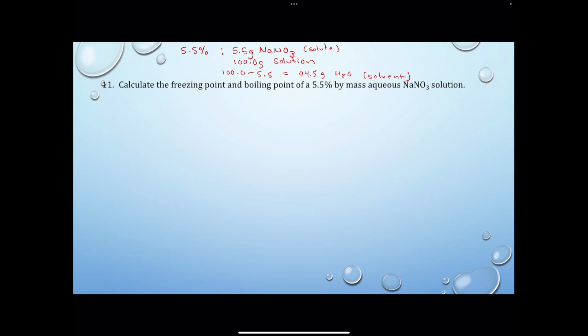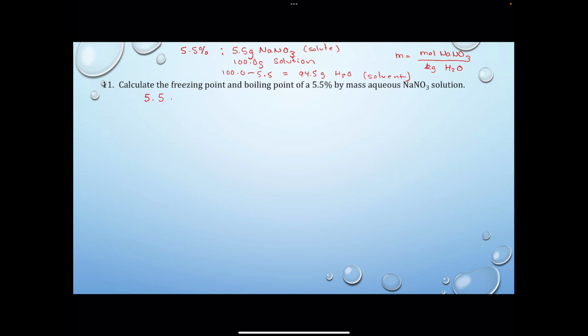So whether I'm calculating freezing points or boiling points, I'm going to find the temperature change through the concentration, and I need my concentration in molality. So to get that molality, I'm going to need moles of my solute divided by kilograms of my solvent.